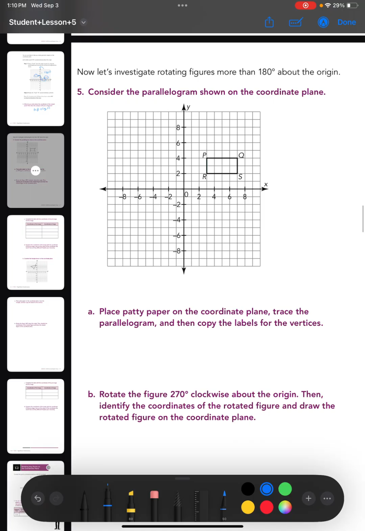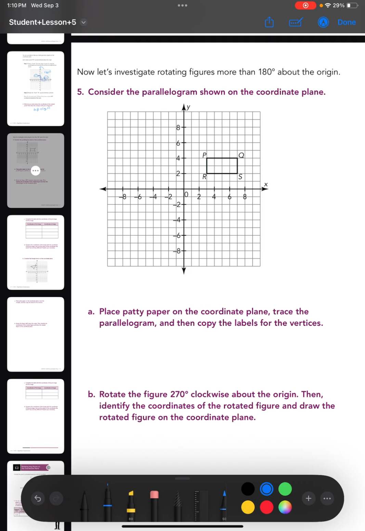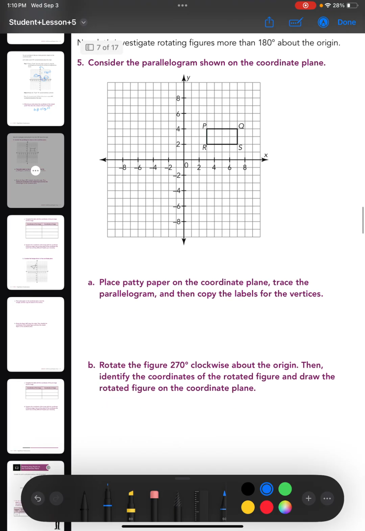All right, so now we're going to look at rotating a figure more than 180 degrees. So again, if you're using patty paper manually, you can trace this. We're going to just look at the rules since I'm doing this digitally in a video. So skip into part B, rotate the figure 270 degrees clockwise. So our rule for 270 degrees clockwise is going to be that (x, y) becomes (negative y, x).